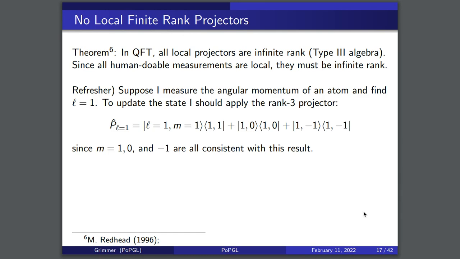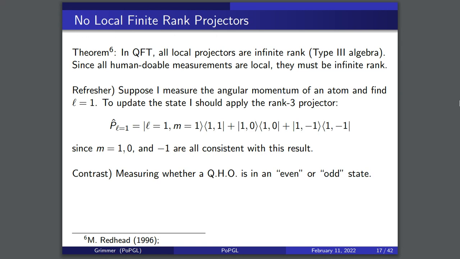And let me give a quick refresher on what it means when I talk about the rank of a measurement. Suppose that I measured the angular momentum of an atom, and I find the quantum number L is equal to 1. Then to update my state after this measurement, I should apply this rank 3 projector, which has a sum over L equals 1 and M equals 1, where M is the azimuthal quantum number, the z-axis quantum number, but M could be 1 or 0 or minus 1, because there's 3 states which are consistent with my measurement result. I have to consider all of these, and I project onto this three-dimensional space. That's why it's a rank 3 projector.